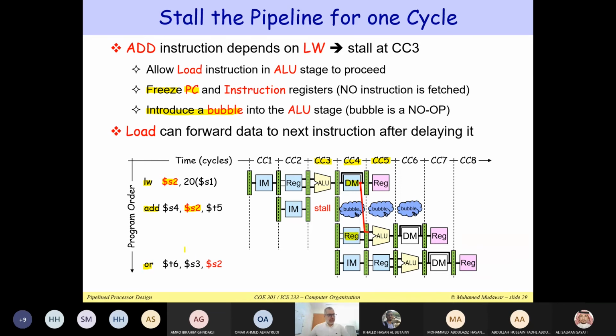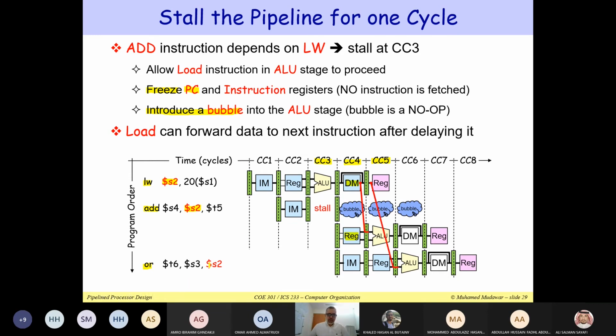So this is an extra complication, which is caused by the load instruction. And that will happen if the next instruction depends on the load. Now, if the next instruction does not depend on the load, there is no need to stall the pipeline. So only when we have a data dependence, and the instruction depends on the load, then in this case, we have to stall the pipeline. Otherwise, there is no need to stall.